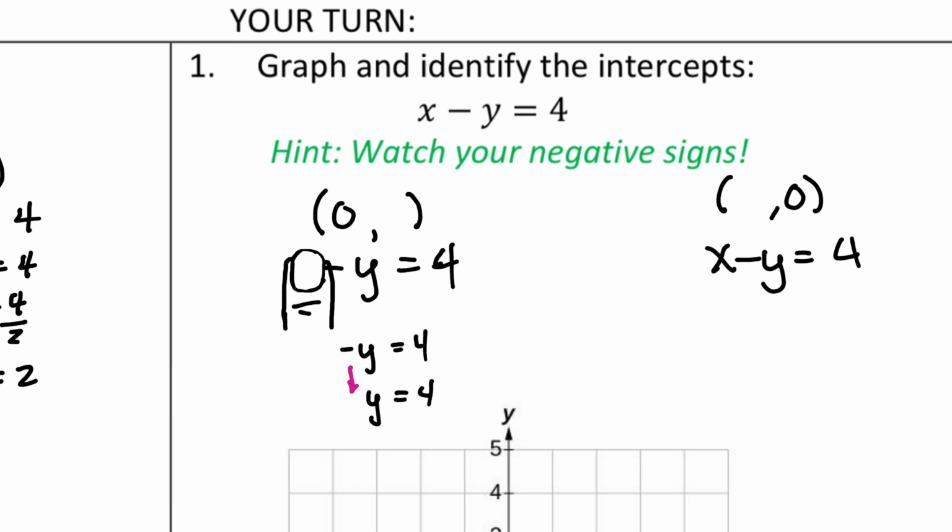This changes. Whoops, I didn't write the negative, did I? And this changes. Change both sides.